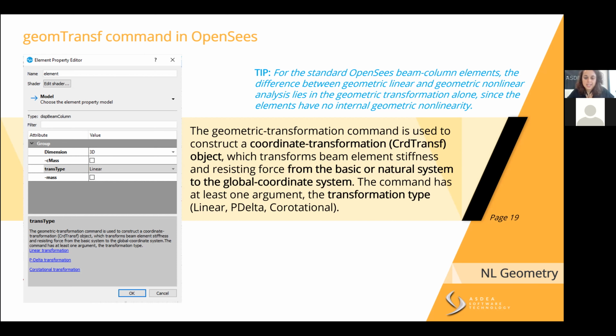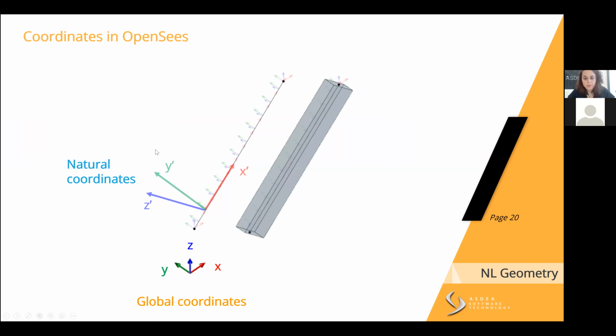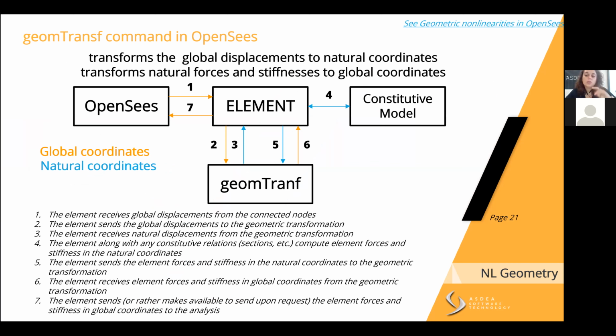We said that we need to move from the global coordinate system of our model to the natural coordinate system, or local or basic, or however you want to call it. And this is in reference to our element specifically. So any element that we have in our model is oriented in a different way, and that element has a different natural coordinate system. What does this geometric transformation do? It has 2 specific jobs. It transforms the global displacement to the natural coordinates, and then back the natural forces and stiffness to the global coordinates.